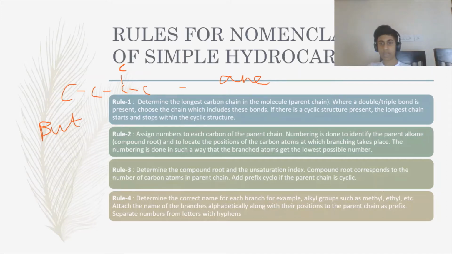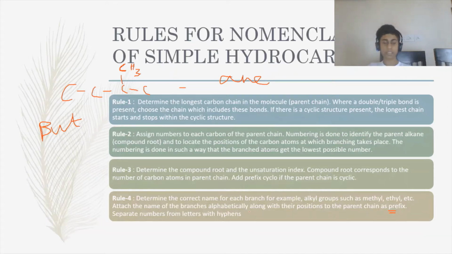For example, alkyl groups such as methyl, ethyl, etc. So now it will be CH3. So this is methyl. C2H5 will be ethyl. C3H7 will be propyl, and so on. You have to attach the names of the branches alphabetically, along with their positions, to the parent chain as prefix. All these substituents we'll put as the prefix.